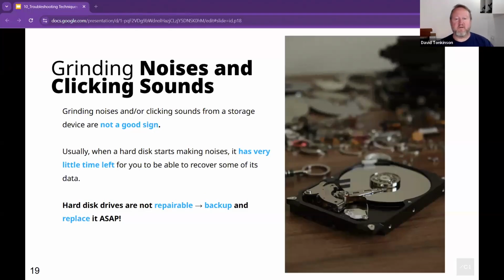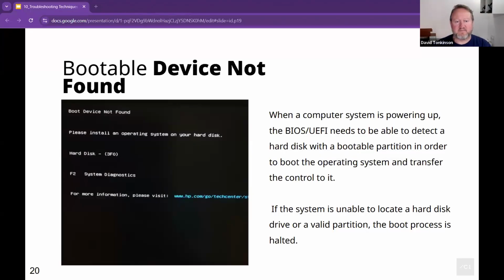Okay, so here's one of our big nemesis on spinning disk drives. You see all the bits in the background. Yes, grinding noises or clicking noises are very important that you replace the systems. Any questions about disk drives?